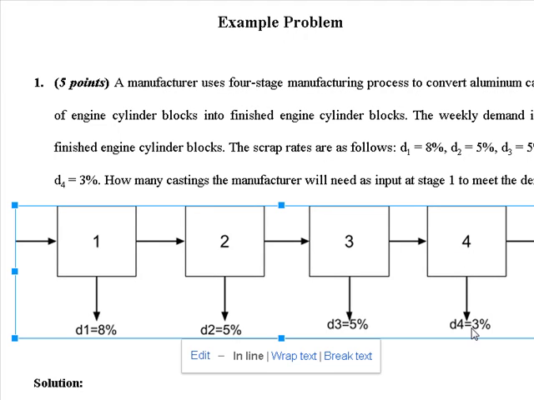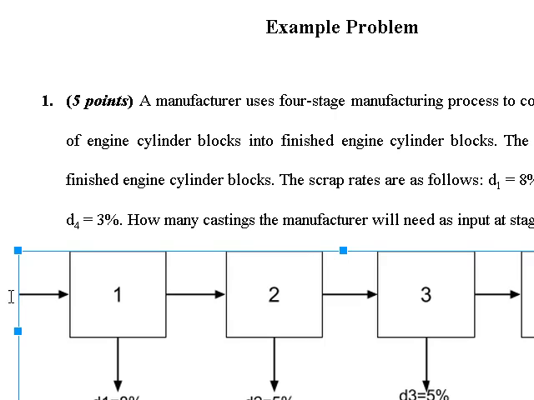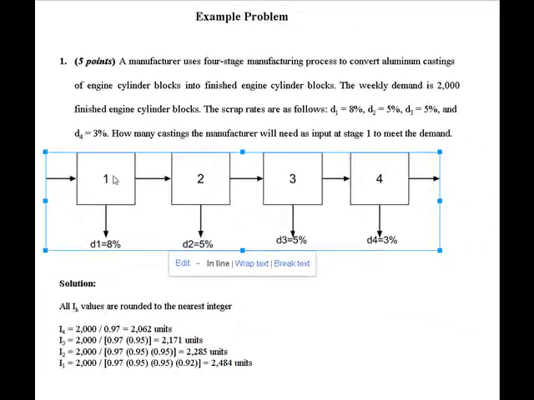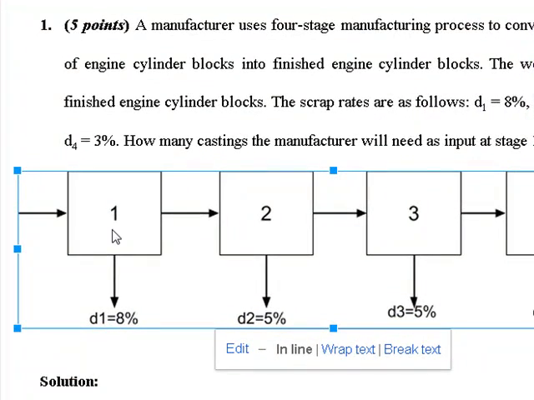In machine 4 here, the defect rate is given as 3%, machine 3 is 5%, machine 2 is 5%, and machine 1 is 8%. D1, D2, D3, D4. Now the question asks, how many castings do we need every week? How many castings do we need to input into the process so that we can get 2000 parts out here? And remember, each machine is producing some scrap. Each machine is making some parts bad, so we need to throw those parts.